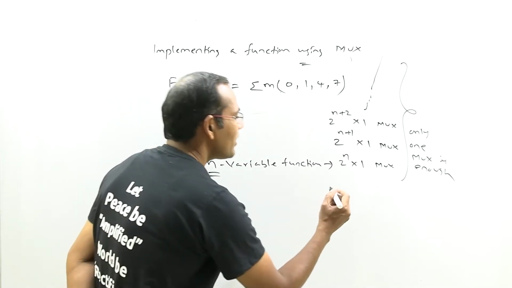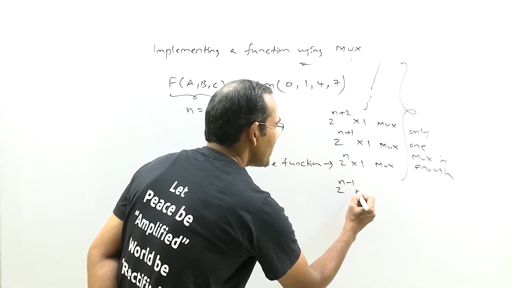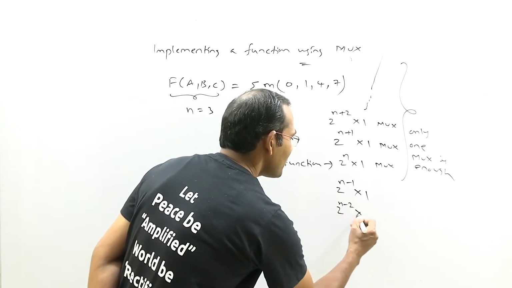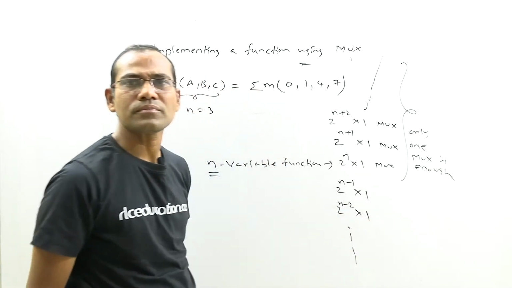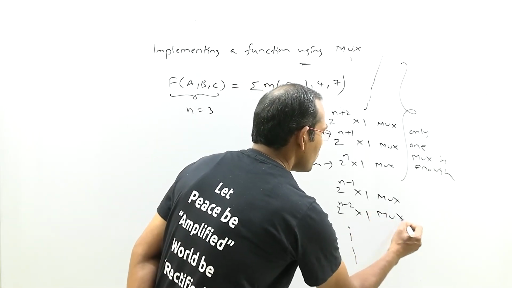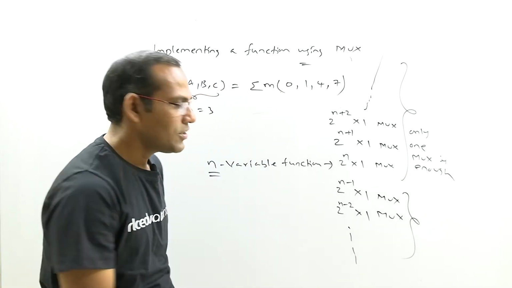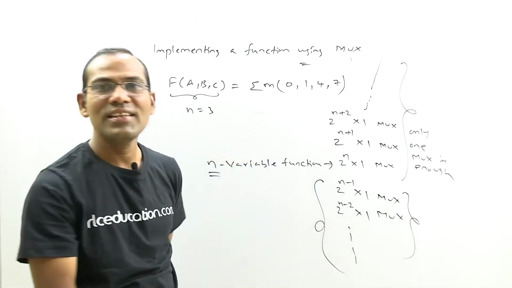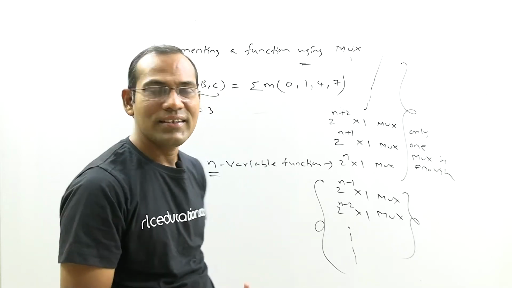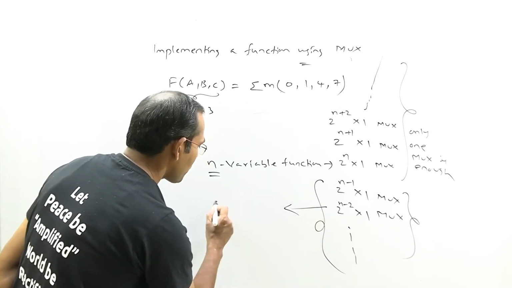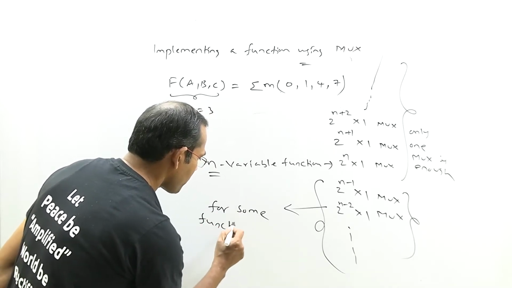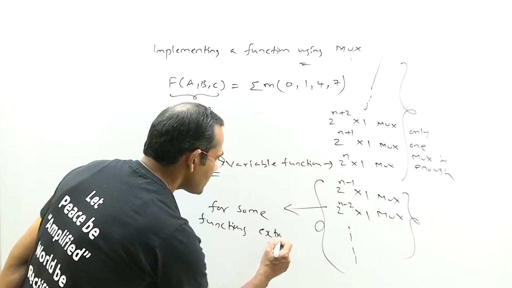Suppose you want to implement with 2 power n minus 1 by 1 mux, 2 power n minus 2 by 1 mux, and so on. In this case, for some functions, extra gates are needed.